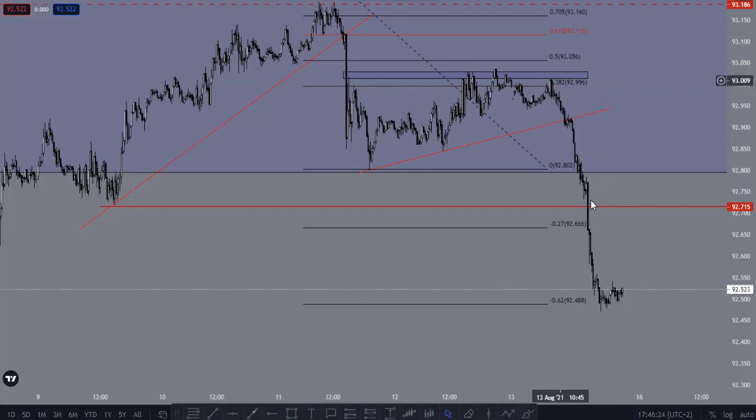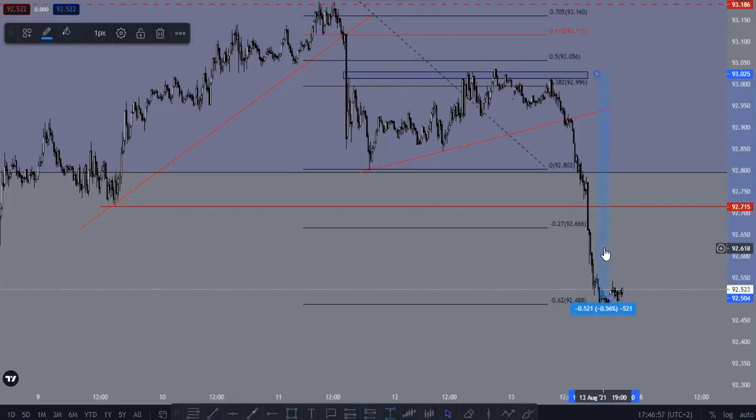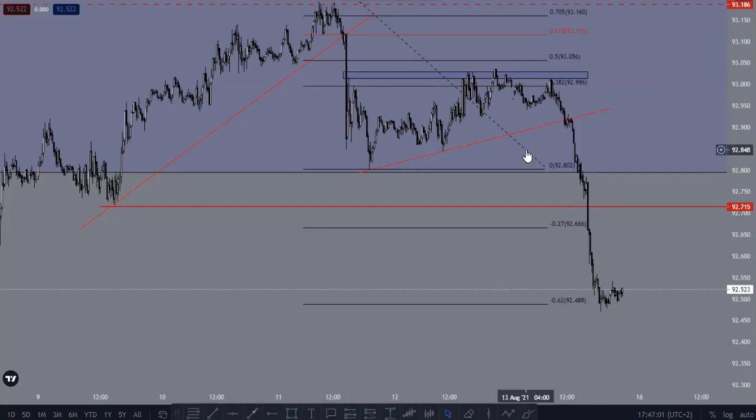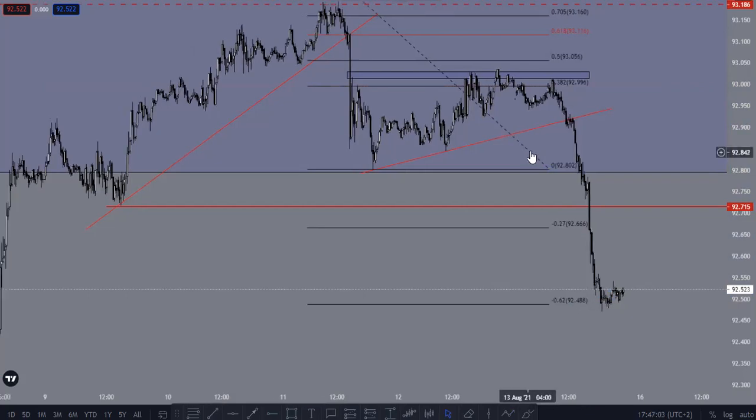So we'd have entered there, and price would have reached our 27 extension, or our point minus 62 extension. So how many pips would we be looking at right now? Let's see, yeah, it's close to 50 pips. Yeah, 50 pips. So it's a significant amount of pips. Yeah, it's not a trend smash.